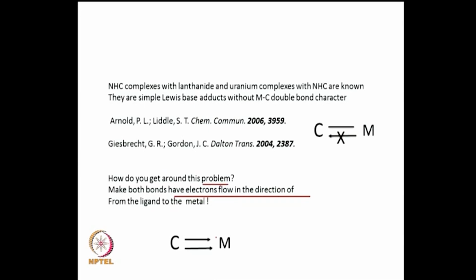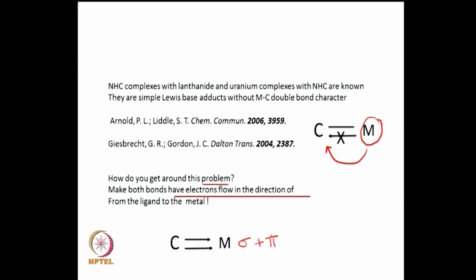If you have a carbene carbon where there is no possibility for donating electron density from the metal to the carbon center, because there are no valence electrons on the metal, and you cannot form a double bond because of this type of resonance happening, then it is possible that we can get around this problem by making the electron density flow from the carbon to the metal in both sigma and pi fashion. So, how can one do that?